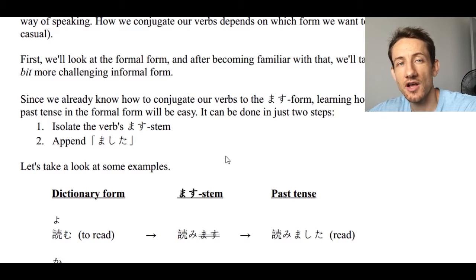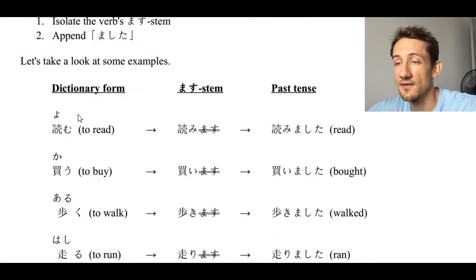Since we already know how to conjugate verbs and find the mas stem and conjugate verbs to the mas form, this will be very simple. So basically, there are two steps. All we have to do is isolate the verb's mas stem and just add mashita. And that's it. And we can get the past tense of a verb. Any verb. So here we have some examples.